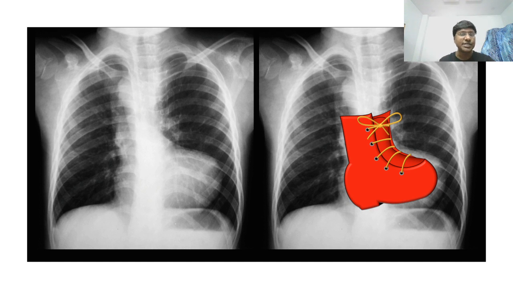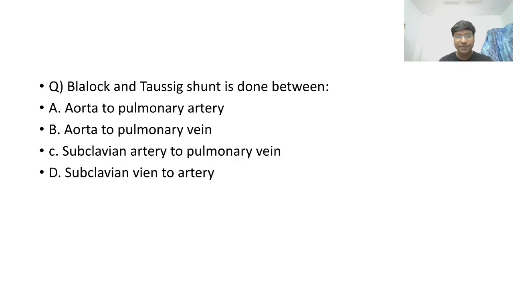Once you confirm the diagnosis, then you will plan for the management. In case of management, you have palliative therapy as well as definitive therapy. Now, let me tell you what is palliative therapy and what is definitive therapy. Answer this question. Blalock and Taussig shunt is done between aorta to pulmonary artery, aorta to pulmonary vein, subclavian artery to pulmonary vein, or subclavian vein to artery?